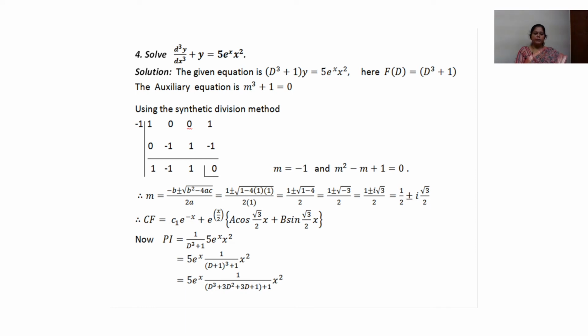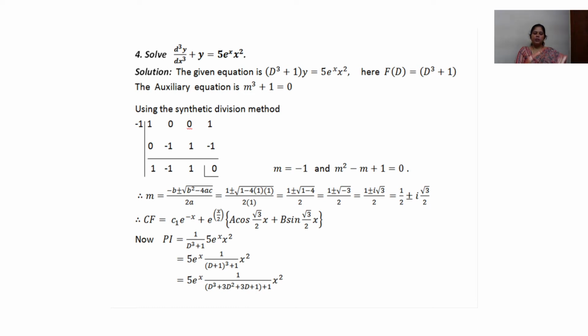Then the next problem is: solve d cube y by dx cube plus y is equal to 5 into e to the power x into x square. See, now we are going for the complementary function first. The given equation is D cube plus 1 into y is equal to 5 into e to the power x into x square.